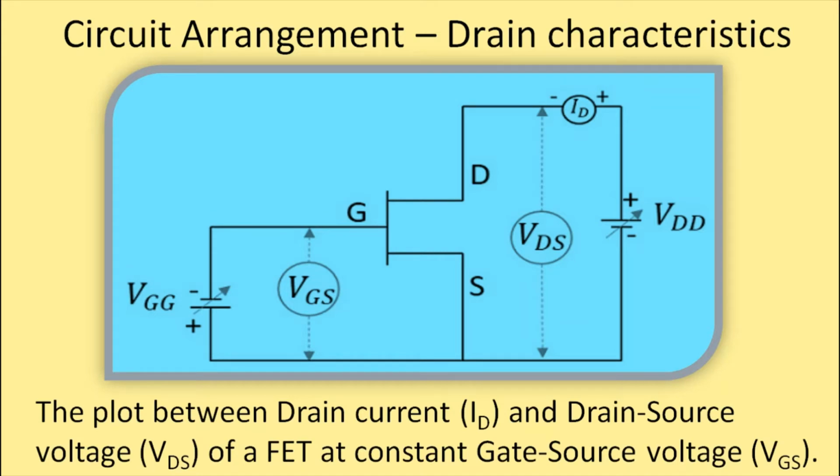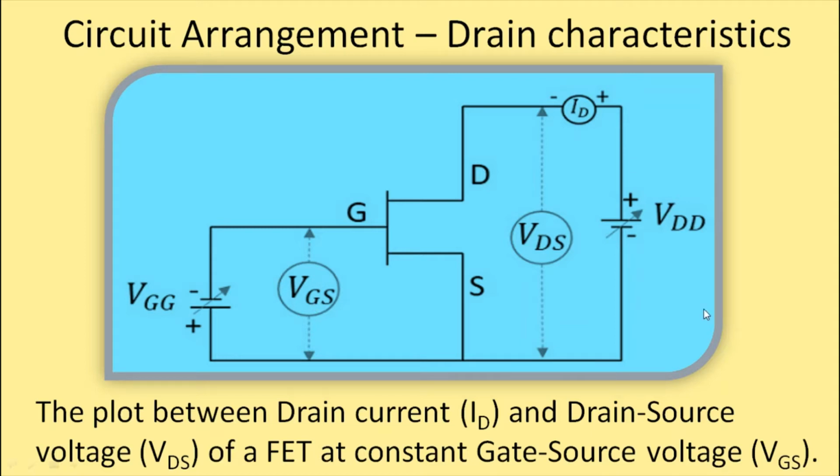Now, having this basic circuit setup, we will see how to plot the drain characteristic. The drain characteristic is nothing but the plot between drain current ID and the drain to source voltage VDS for a constant gate to source voltage, that is VGS. So how we plot this is, we set VGS to a particular value. How we set VGS is with the help of VGG. So we vary VGG and we set VGS to a particular value. Say for example, initially I will set it to 0 volt. This is just an example value.